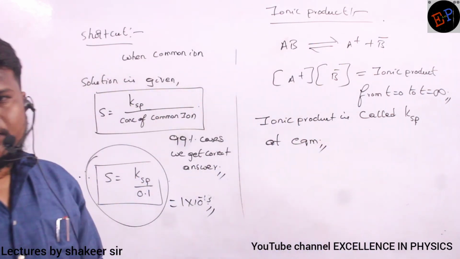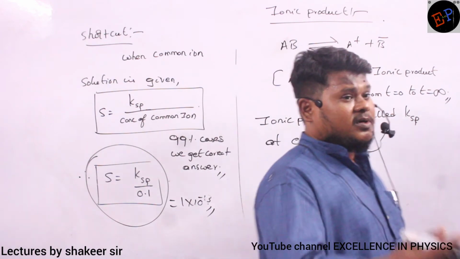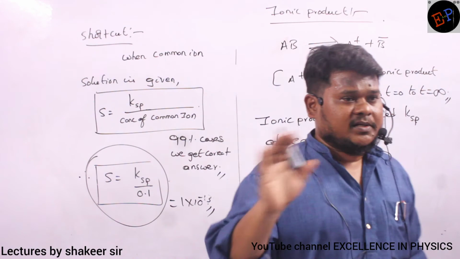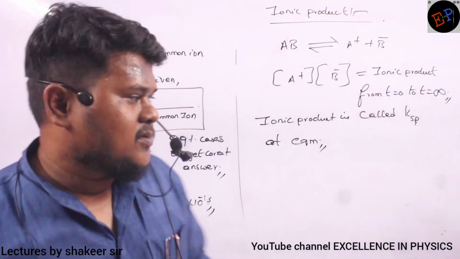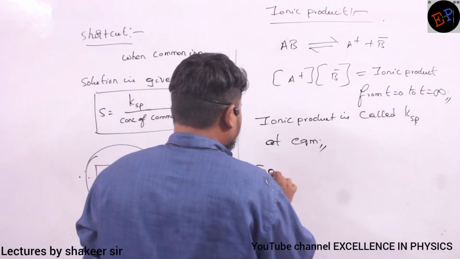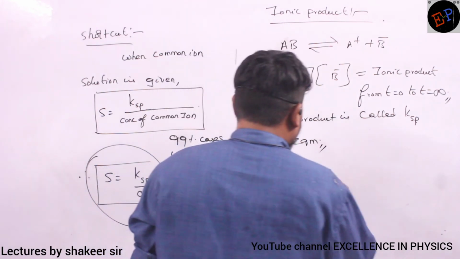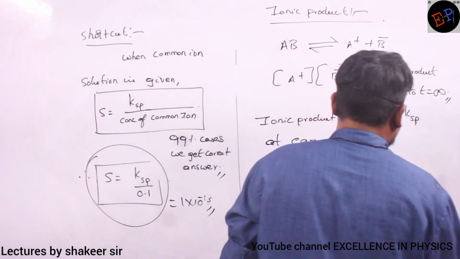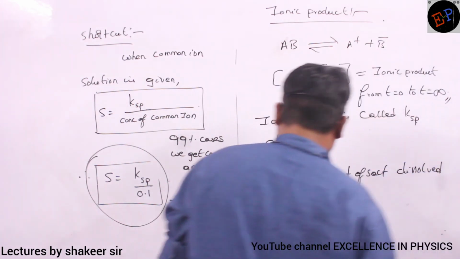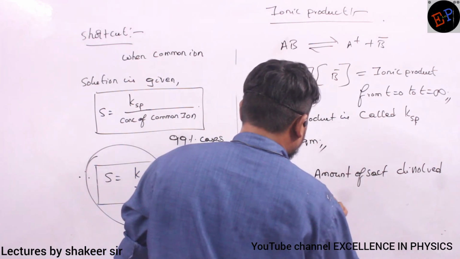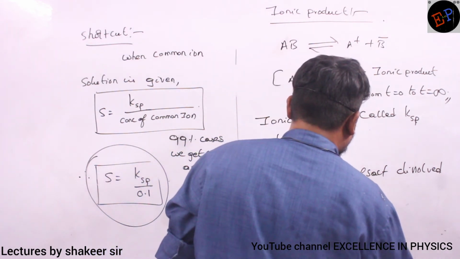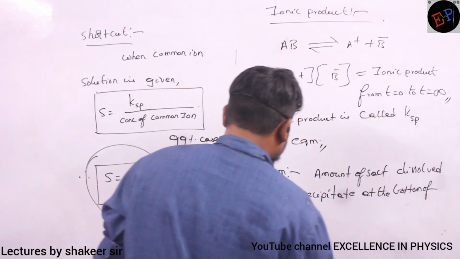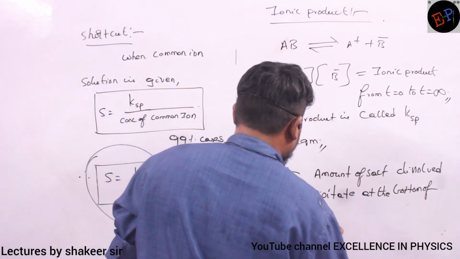Okay? And what is meant by equilibrium? The amount of salt dissolved and the precipitate which is formed at the bottom, they remain constant. This is called equilibrium. So write down the definition of equilibrium first of all. Equilibrium of salt means the amount of salt dissolved and the precipitate at the bottom of the beaker are at equilibrium.